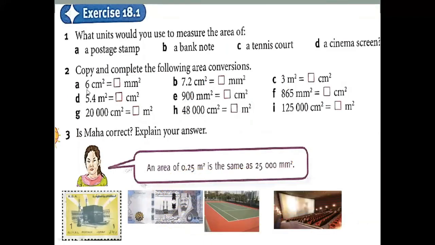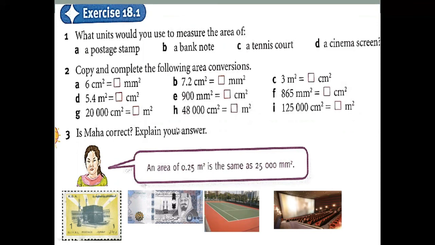Next, 6 centimeter square equals how many millimeter square? That is 600 millimeter square, because we know we multiply by 100 to get our answer, as it is the same here.